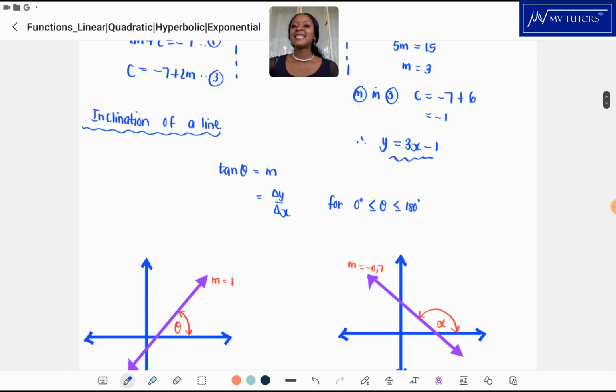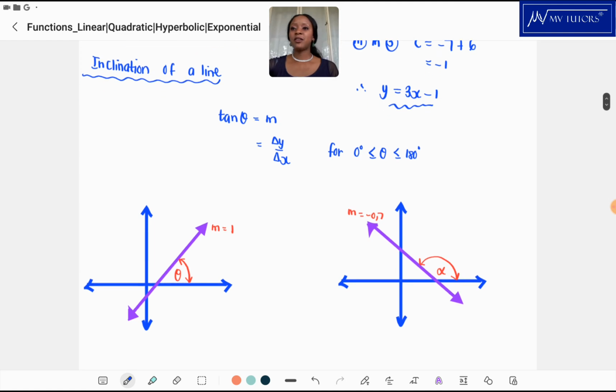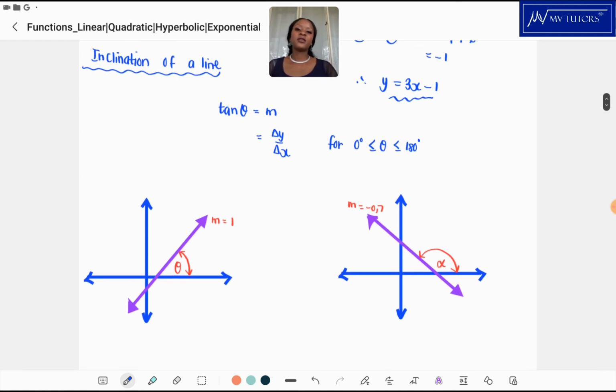Now we get to the inclination of a line. This is basically more for paper 2, but they tend to ask questions in paper 1, so just make sure you understand. The equation for the inclination of a line is tan theta is equal to m. And m is your gradient, which is change in y over change in x. This is applicable for a domain restricted between 0 degrees and 180 degrees.